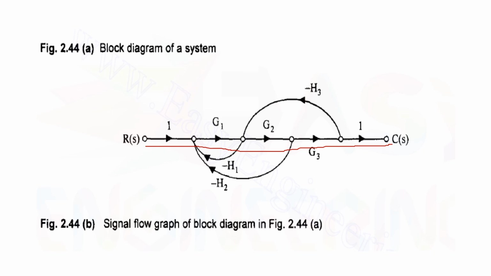Now coming to the number of loops, let's check how many loops we can find. I have one simple loop here, this is one loop. It is minus G1 H1. Then I have one more loop starting from this node and ending at this node. So it is G1 G2 minus H2. Another loop is here. It is G2 G3 minus H3. Can I find any other loop other than these? I have got only three loops in this particular signal flow graph.